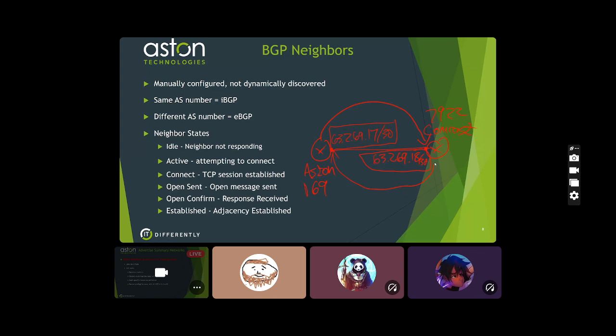It will have to establish a TCP three-way handshake. Do we know what those steps are? SYN, SYN-ACK, ACK. So, hey, I'd like to talk to you. Okay, I agree to talk to you. Great, we're talking.